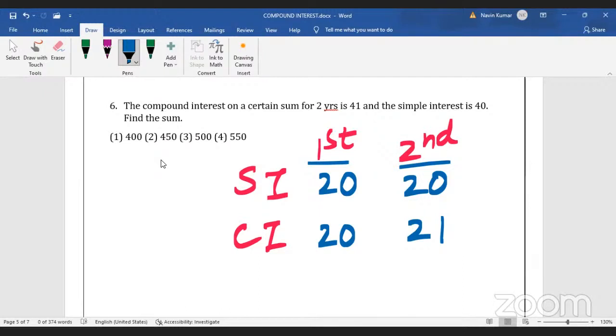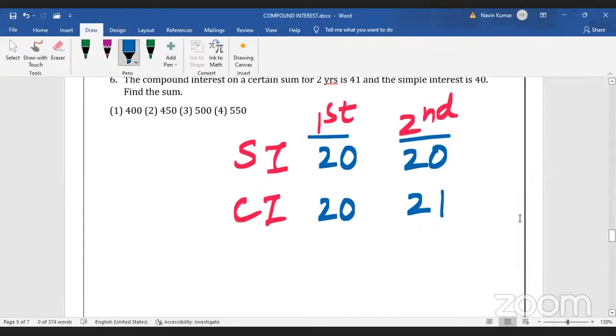Yes sir. For first year compound interest is same, and second year के लिए it is 1 rupee ज़्यादा. Can we say that this 1 rupee extra is because of this 20 rupees in the first year? Yes sir. So this 1 rupee is because of 20 rupees into 100. So this will give you rate.